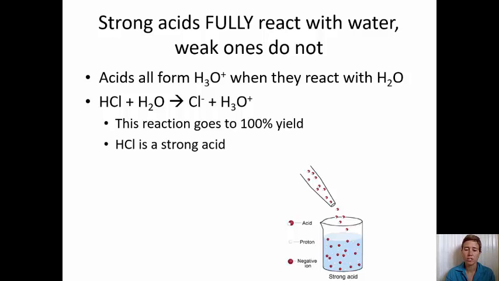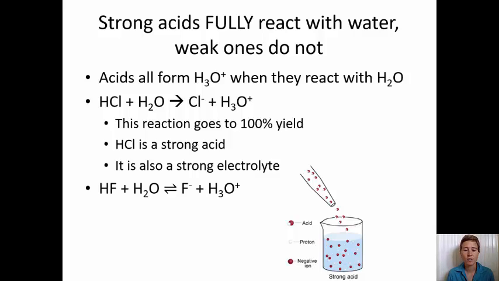So HCl is called a strong acid. This is hydrochloric acid. We already know the name of it. It's also called a strong electrolyte. We've talked about electrolytes. Ionic compounds are strong electrolytes because they just fall apart into ions. Strong acids are also strong electrolytes because they form ions when they react with water.